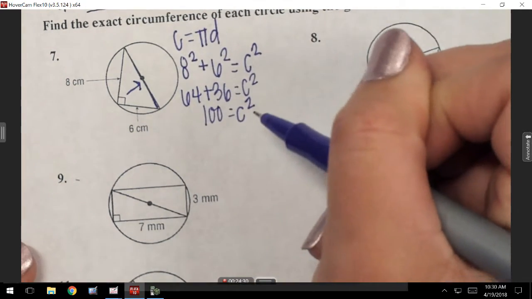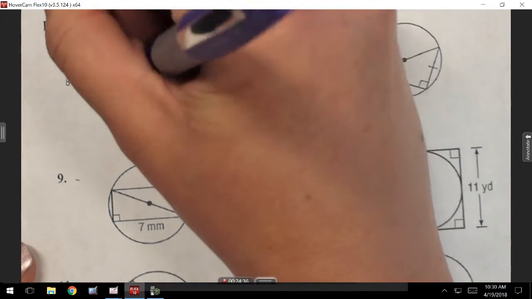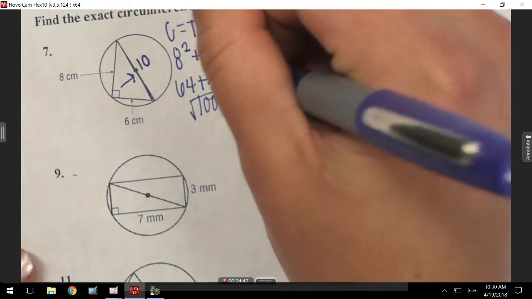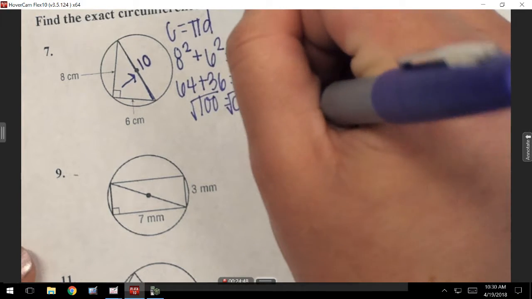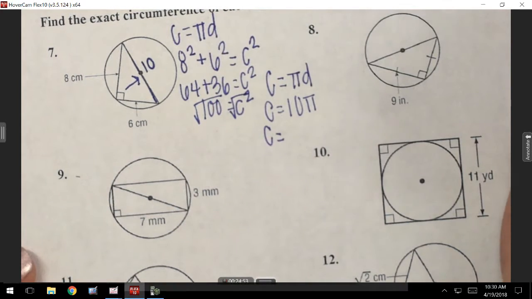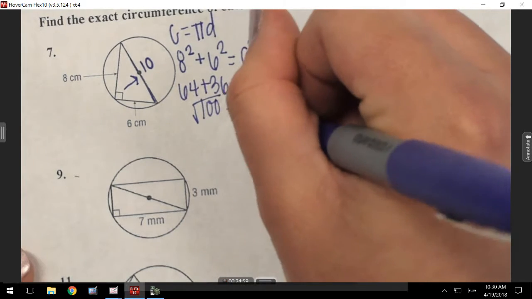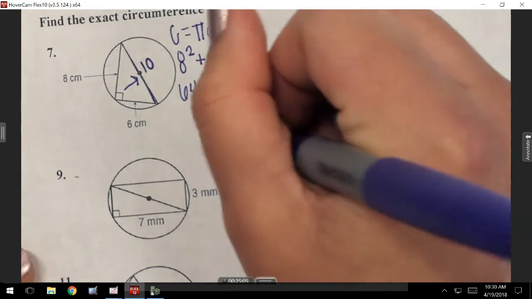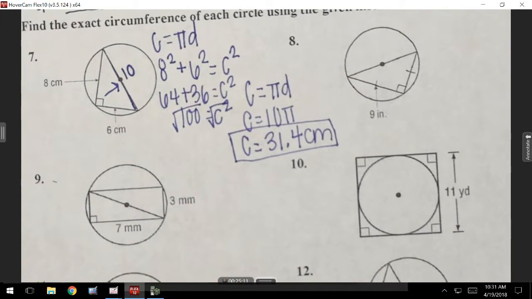How do I get this squared to go away? And what's the square root of 100? So your diameter is 10. Am I done? We have to find the circumference, which is pi times d. Well, that's going to be 10 times pi. So times 10, 31.4, right? Let's just round to a tenth. 31.4 what? Centimeters. Okay? All right, number 8, same exact thing.